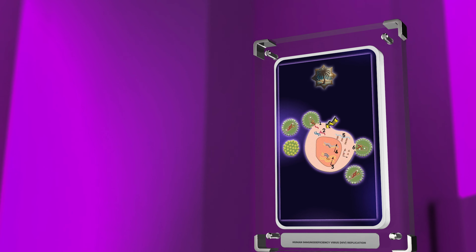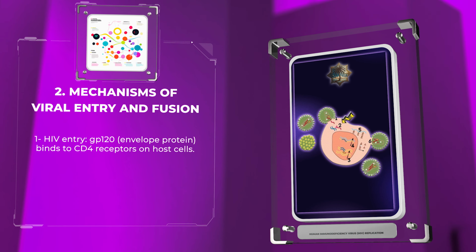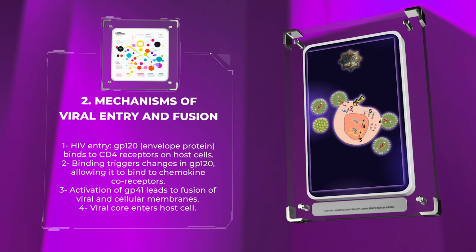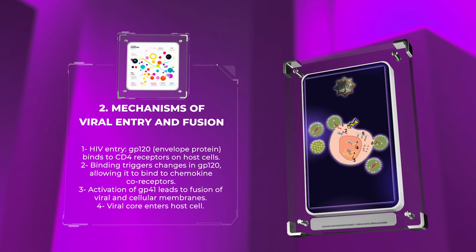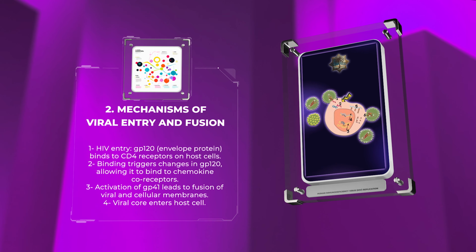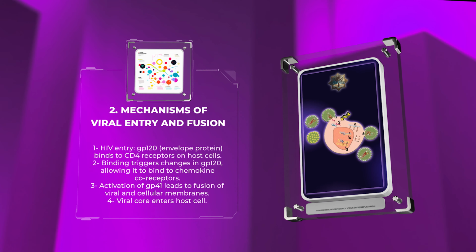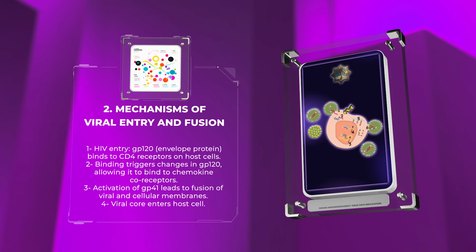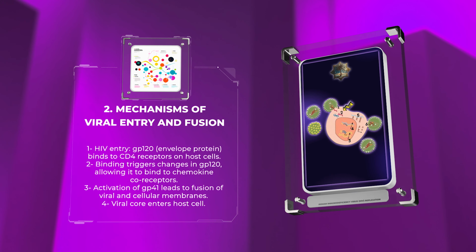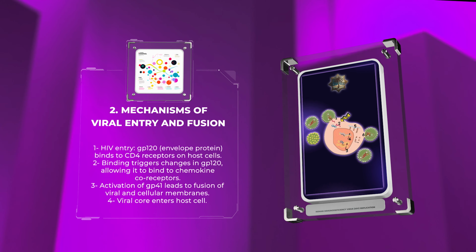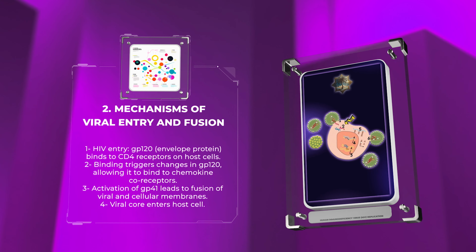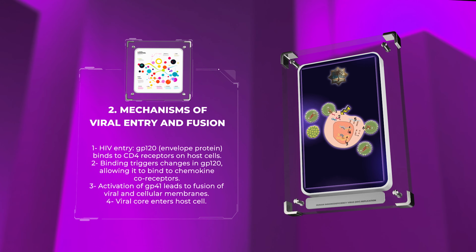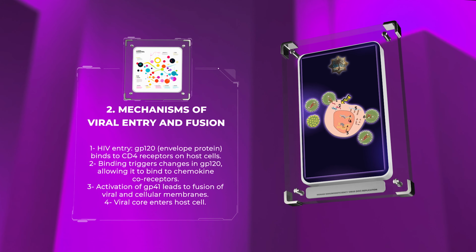During viral entry, the HIV envelope protein, GP120, binds to CD4 receptors on host cells, such as CD4 plus T cells and macrophages. This interaction triggers changes in GP120, allowing it to bind to chemokine co-receptors, CCR5 or CXCR4. This binding activates GP41, which inserts its fusion peptide into the host cell membrane, merging the viral and cellular membranes and allowing the viral core to enter the host cell.